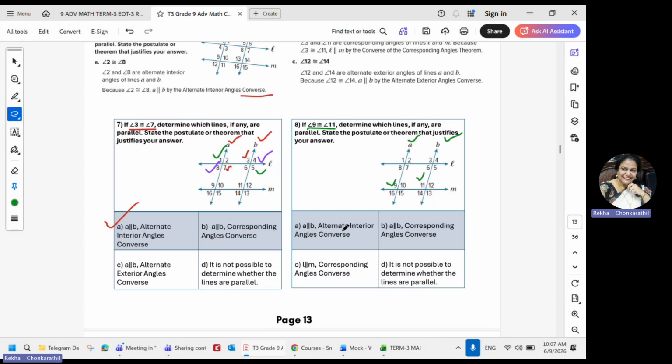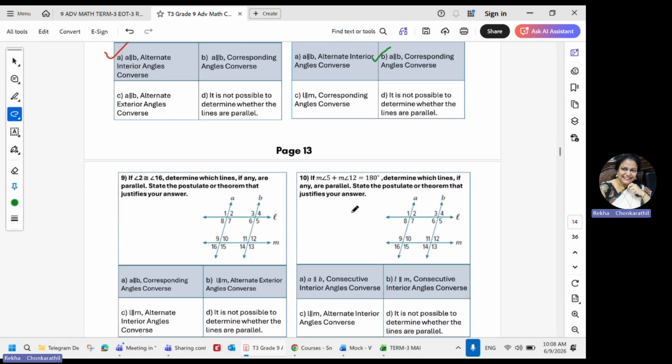In this, alternate interior is wrong because they are not alternate interior, they are corresponding because they are in the same position. See, if you see these 4 angles, angle 9 is on the left top. And if you consider these 4 angles, angle 11 is on the left top. So they are called corresponding angles. So we say A is parallel to B and because of the corresponding angles converse, these lines are parallel. Similarly, I think you can try to do questions 9, 10, 11, 12. Just see the angles and decide.